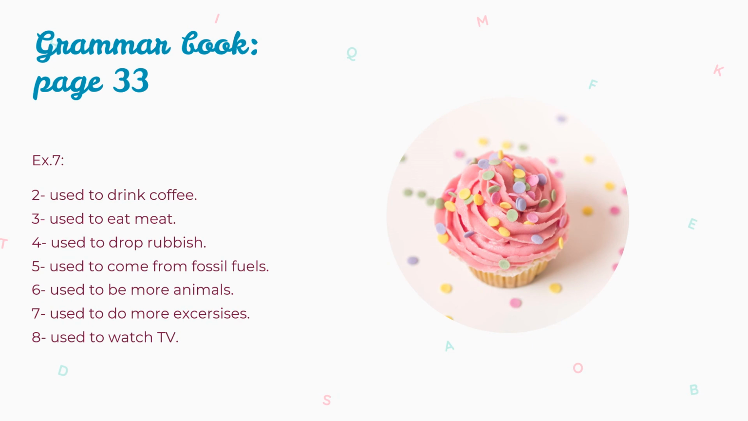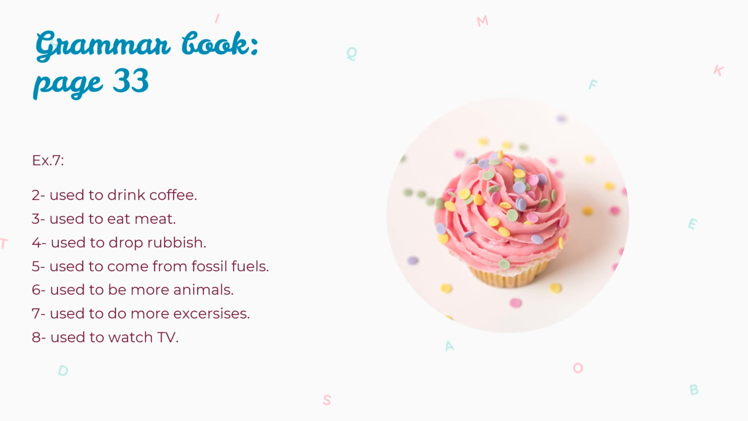Moving to exercise 7, where we have to complete the sentences, using words from the box and used to. The words in the box are: drive the car, come from fossil fuels, watch TV, drink coffee, drop rubbish, do no exercise, eat meat, be more animals.